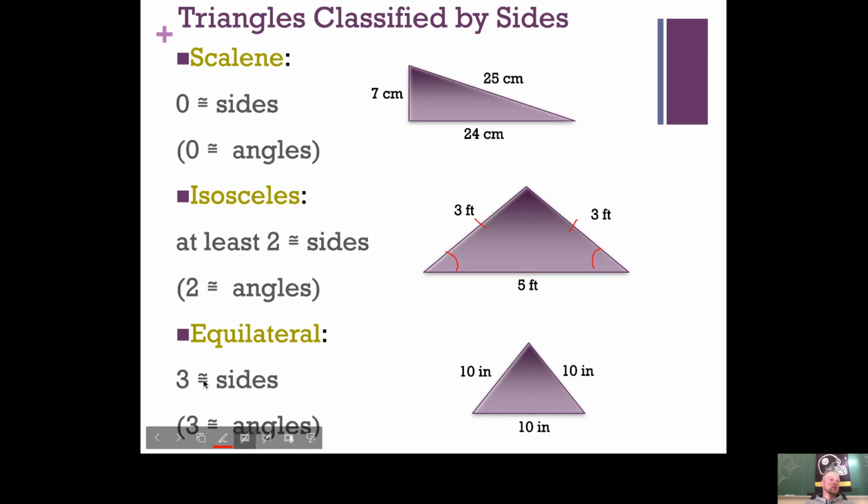An equilateral triangle has three congruent sides. So notice how all three of these sides have a length of 10. That means it's equilateral. It's also going to have three congruent angles in the triangle. So equilateral triangles, three congruent sides. Now you could also classify this as isosceles, because notice how isosceles has at least two congruent sides. Well, this has at least two congruent sides. So this behaves as an isosceles triangle also. That's important information that we're going to get to later.